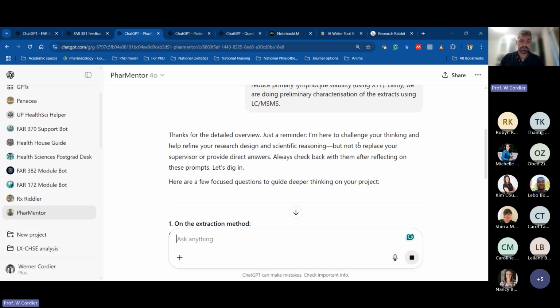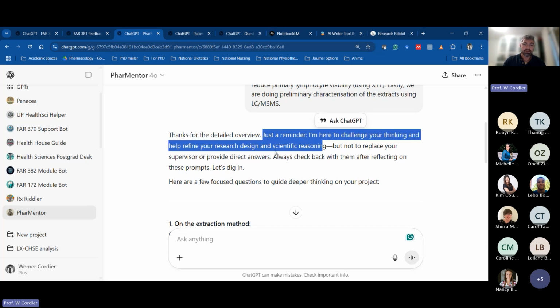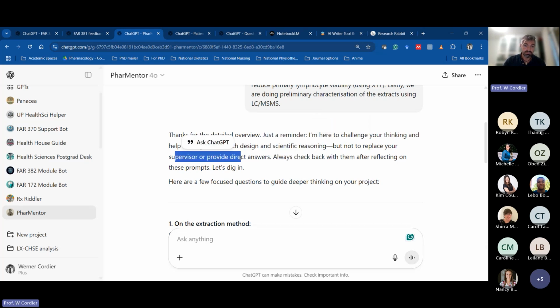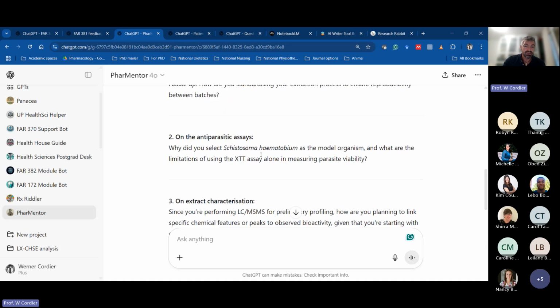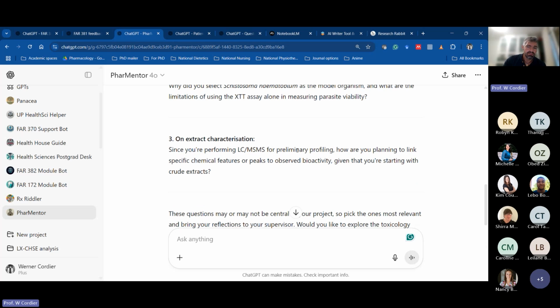So because of acknowledgement and because we never want to bridge over that supervisory boundary, it reminds you that it's there to challenge your thinking, but it's not there to replace your supervisor or provide direct answers. So it immediately provides a preamble of what happens. Then it's going to ask you some questions. So for example, in your extraction method, what do you hypothesize about the types of compounds each solvent is likely to extract? On the antiparasitic assays, why did you select Schistosoma haematobium as the model organism? So this is Malaria. And on the characterization, how are you going to link specific things?